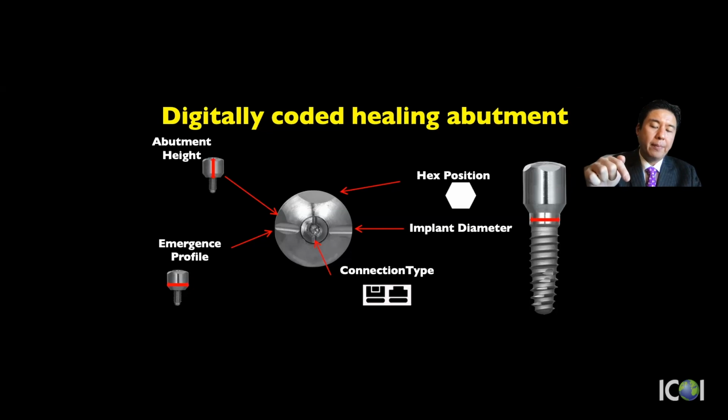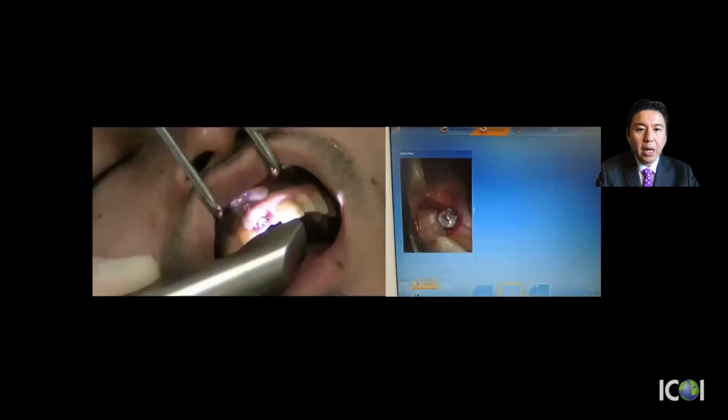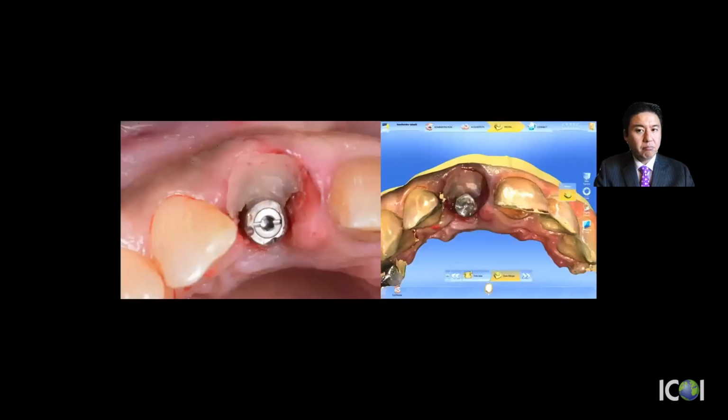So when you scan this healing abutment on the top, you will see the slits and a dot. The computer knows the abutment height, emergence profile, the hex position, the implant diameter, and the connection type. So when you scan it, automatically you will know exactly the three-dimensional implant position. So this time I did a surgery. I put the bone graft material. I put the thin layer of the composite. On the day of the surgery, I scanned it with Omnicam.